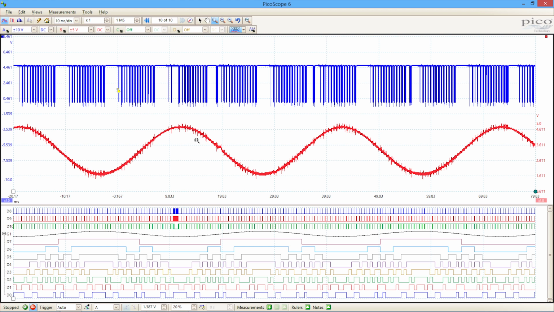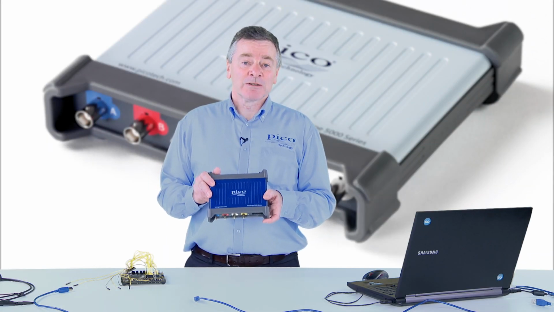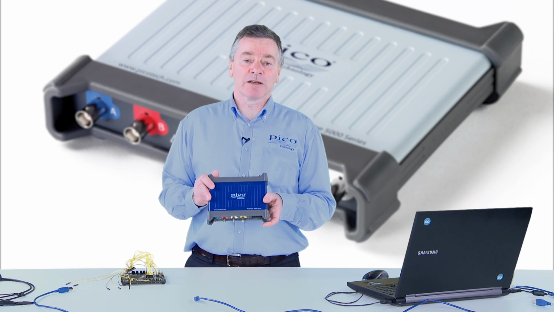So that's the beauty of a mixed signal oscilloscope, is the ability to correlate analog and digital data and see the effects of one on another and look at crosstalk and that sort of thing. The PicoScope 3000 is ideal for debugging today's modern mixed signal designs.